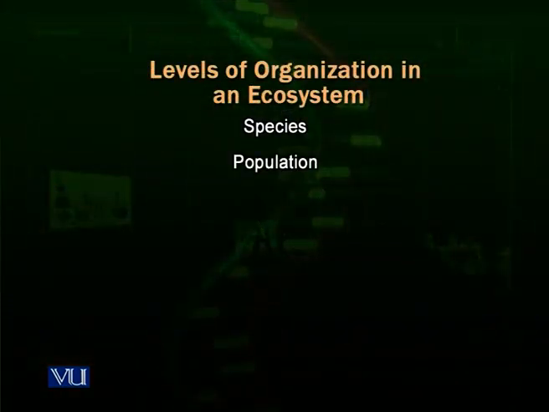The next level of organization in an ecosystem is a population. All organisms of the same species living in an area. The next level is community. Various populations, populations of different kinds living together in an ecosystem. And then the ecosystem itself. Interaction of the biotic factors in interaction with the abiotic factors and with each other.